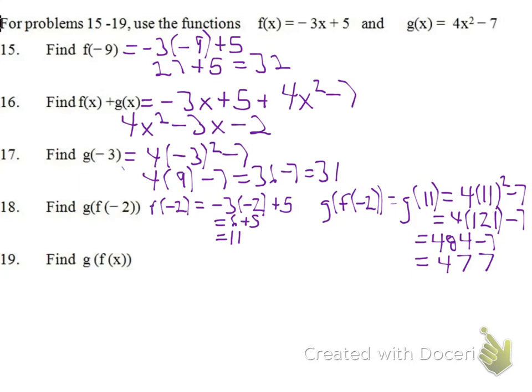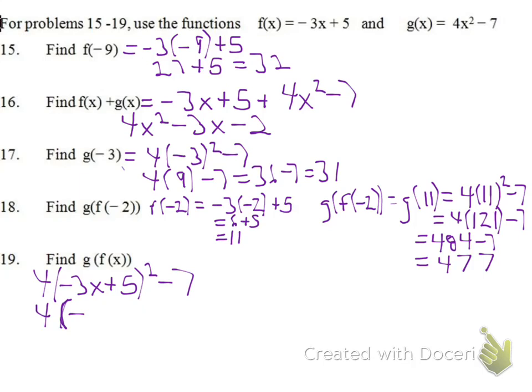Last one, we have g of f of x, and this is where we're going to take f of x and substitute it into g of x. We don't have a value here, but if we take f of x, which is that negative 3x plus 5, substitute into g of x, we're going to have to simplify that. We could square negative 3x plus 5. You could use FOIL, you could use box method, any of the various methods that we have.